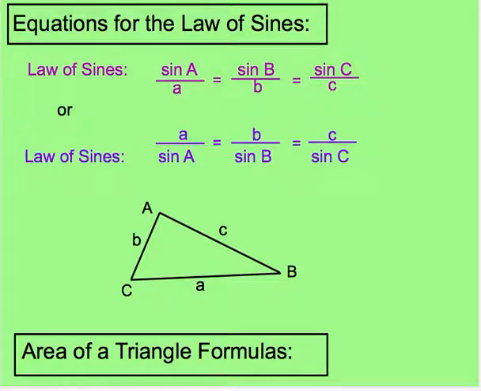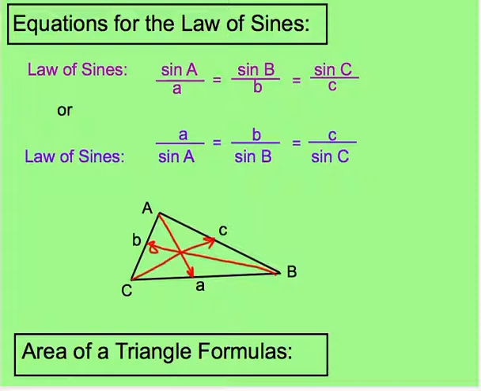The last two units in the trig review are law of sines and law of cosines. So as a reminder, law of sines is if you have any triangle. Law of sines and law of cosines both work for non-right triangles. When we're looking at the triangle, the only thing you really need to remember is that angle A is across from side A, angle B is across from side B, and angle C is across from side C.